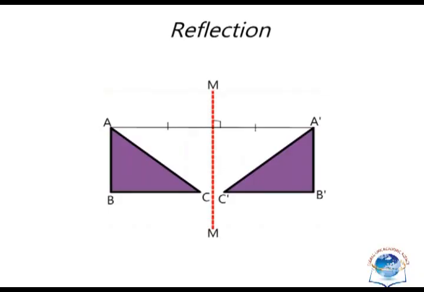Now, to be able to reflect an object on a mirror line, you only need to remember two things. 1. A point on the object and its corresponding point on the image are equal distances from the mirror line. And 2. A line joining the two corresponding points is perpendicular to the mirror line. In view of this, a point on the mirror line is unchanged in a reflection.